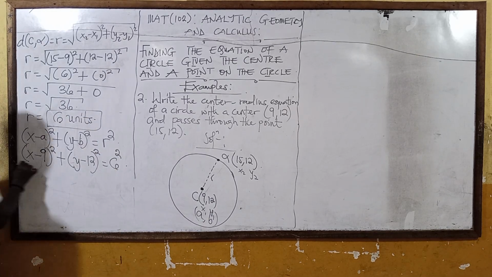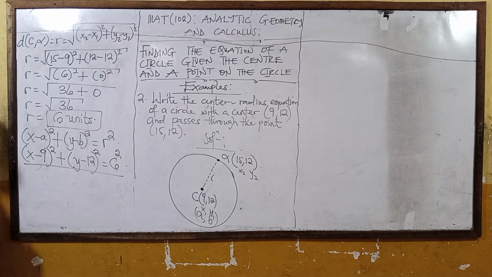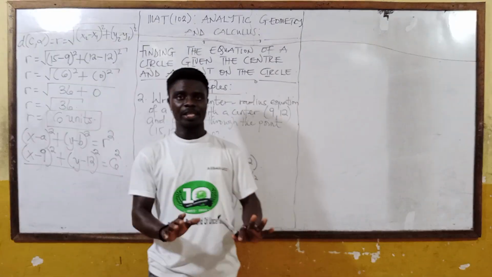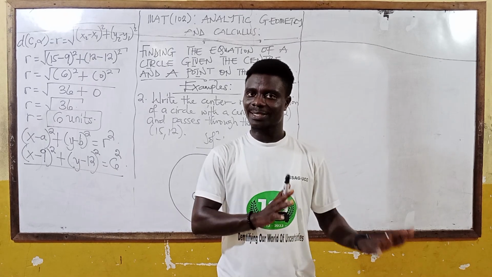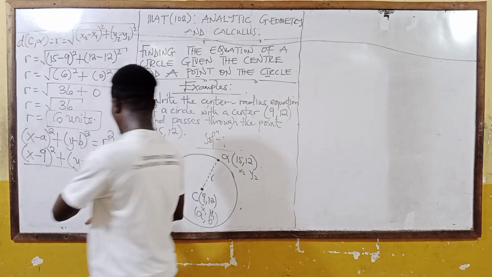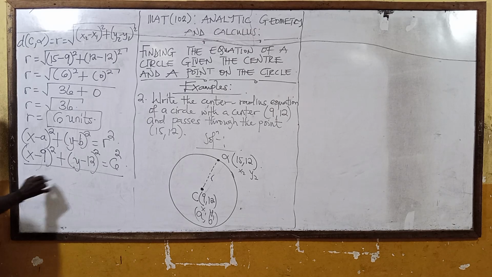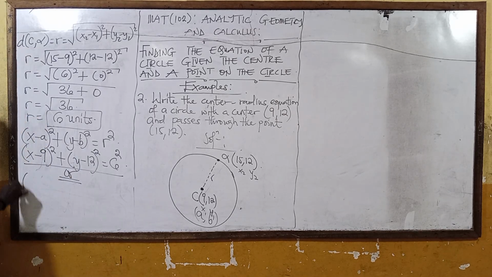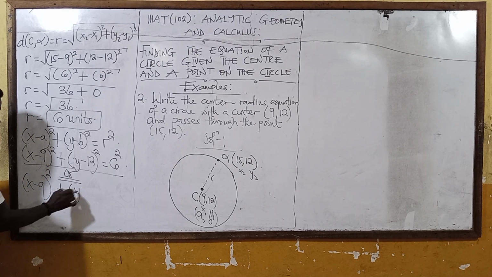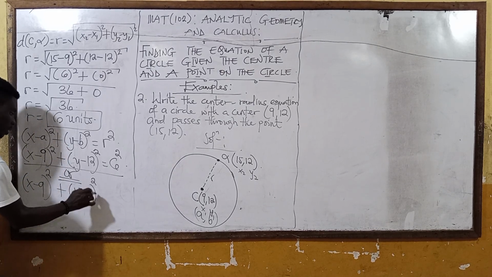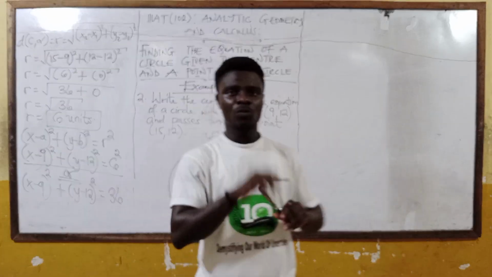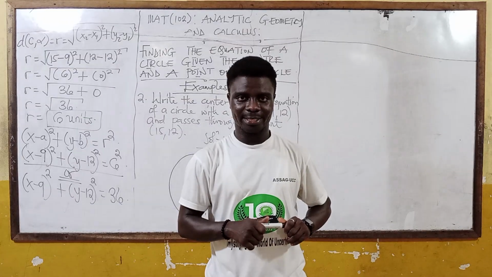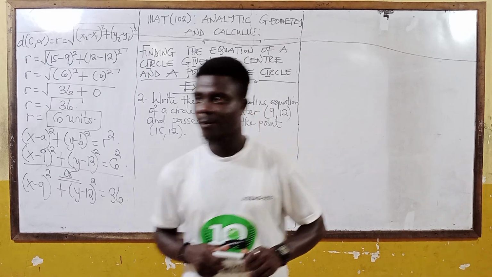So now we can leave the equation of the circle in this form, since they told us to leave the equation of the circle in the standard equation form or the center radius. Or you can expand 6 squared, and we have x minus 9 all squared plus y minus 12 all squared equals 36. So let's move on to our last example 3.